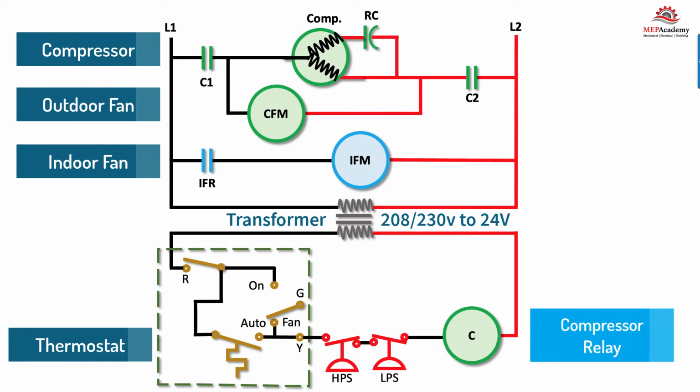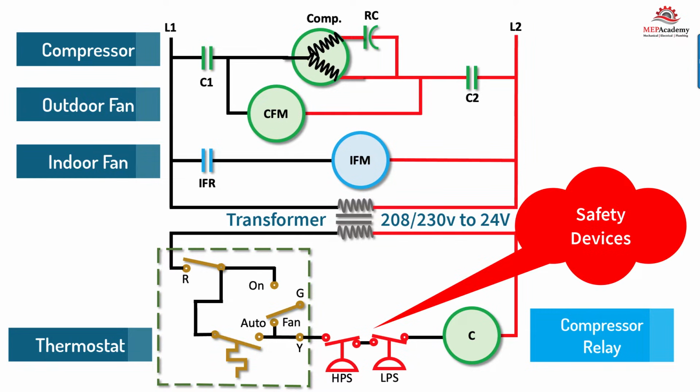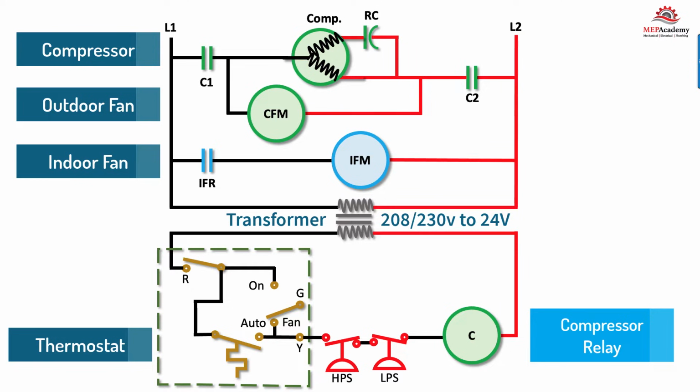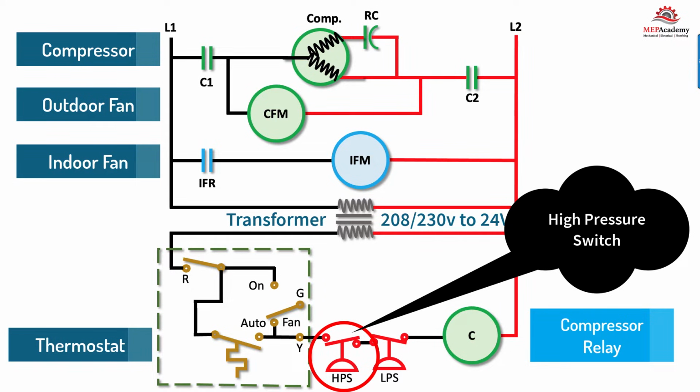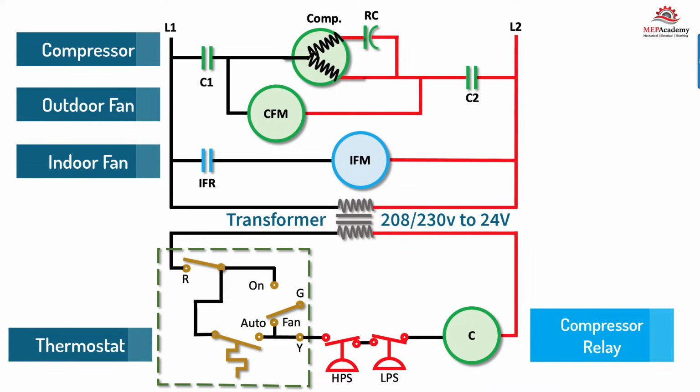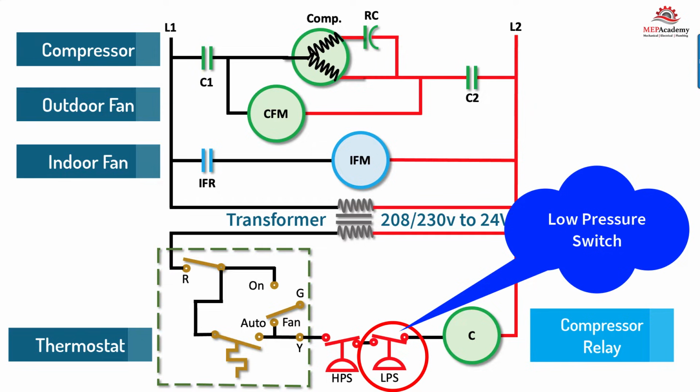Also included are some safety devices to protect the compressor from high and low pressure conditions. This is a high pressure switch that will shut off the compressor if the pressure in the refrigerant system gets too high. Likewise, there is a low pressure switch that will shut off the compressor if the pressure in the refrigerant system gets too low.